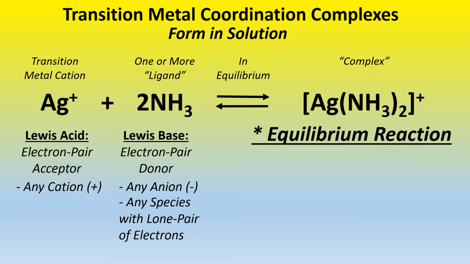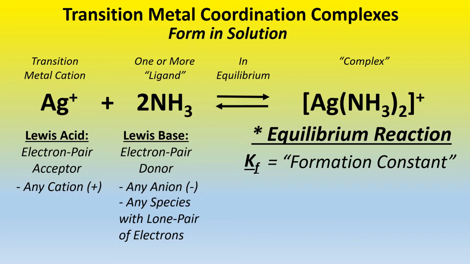As an equilibrium reaction, it is defined by an equilibrium constant, where once again the subscript tells you what type of species you're looking at. In this case, the constant is Kf. It is called a formation constant to let you know that you're looking at a coordination complex.